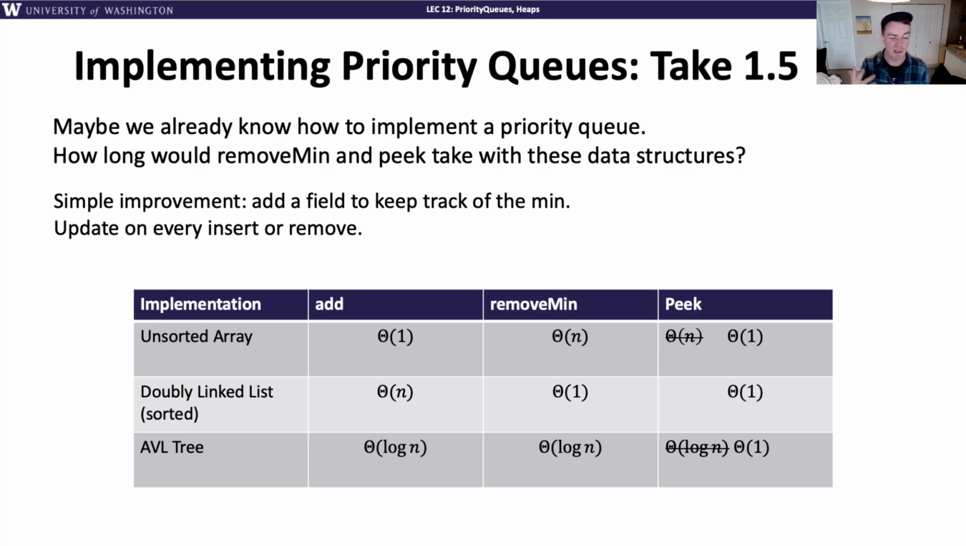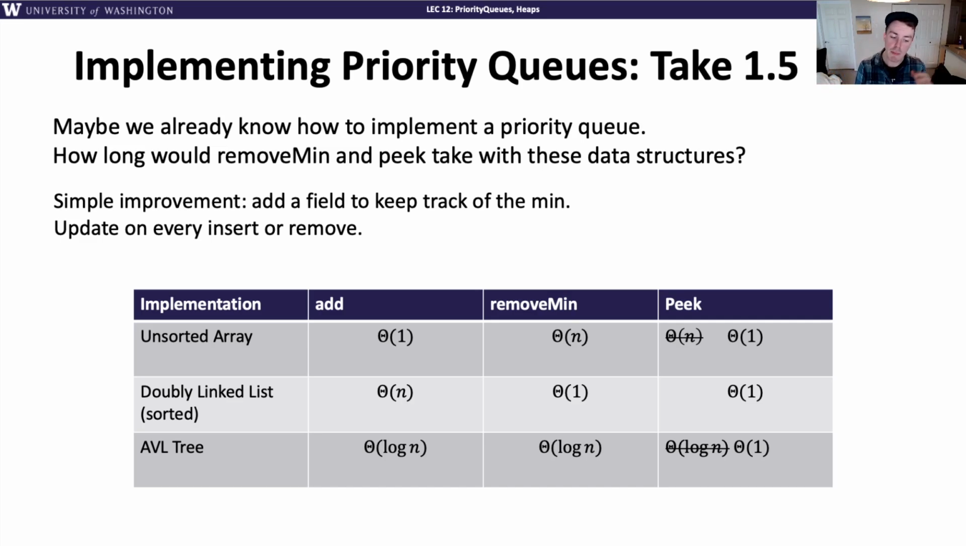Doubly linked list, this doesn't really help us out at all, so it doesn't really matter. But then for the AVL tree, suppose, for example, you just kept a reference to that smallest node, then you could just return its value right away. Removing is still going to be that log n, because you might have to restore the tree for the AVL invariant, but we could do that.